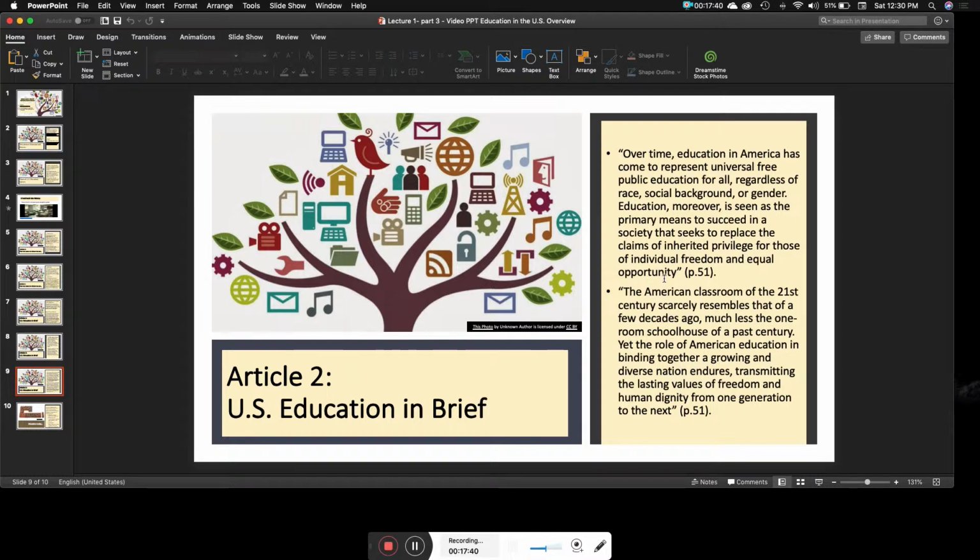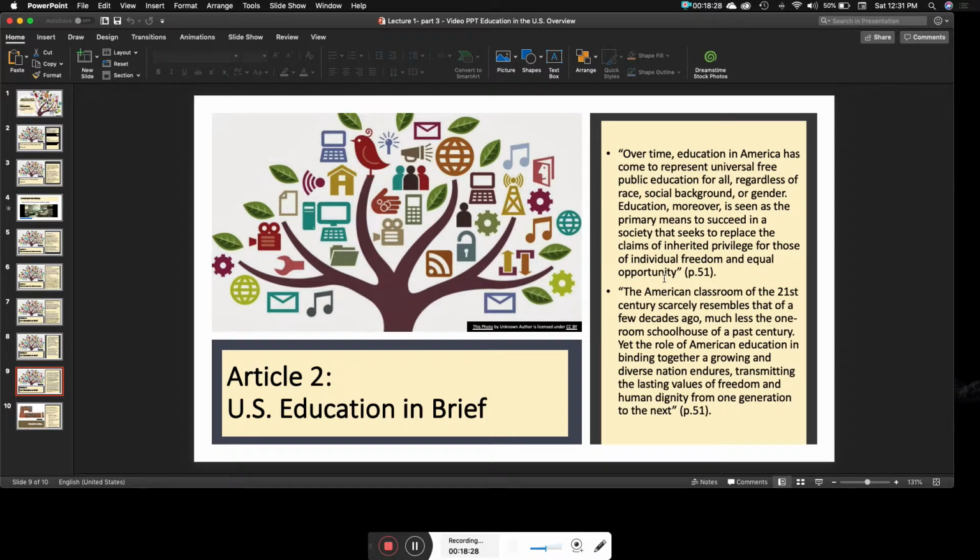The American classroom of the 21st century scarcely resembles that of a few decades ago, much less the schoolhouse of a past century. Yet the role of American education in binding together a growing and diverse nation endures, transmitting the lasting values of freedom and human dignity from one generation to the next. I will tell you that it's interesting to see the history if you want to explore. Again, like I said, I do have resources, but exploring where we came from and how where we came from impacts how we see education today is super interesting, because older philosophers felt that theory and practice, the Dewey method, is still in our classrooms today.